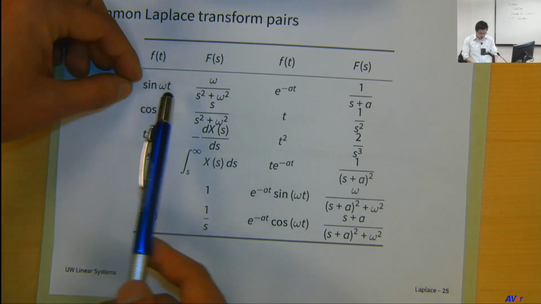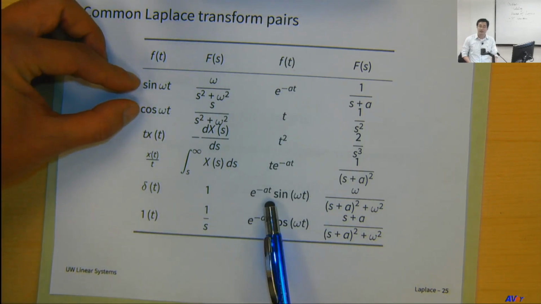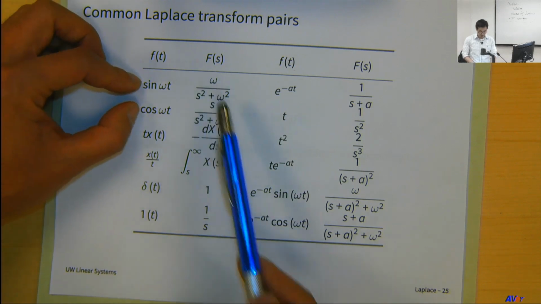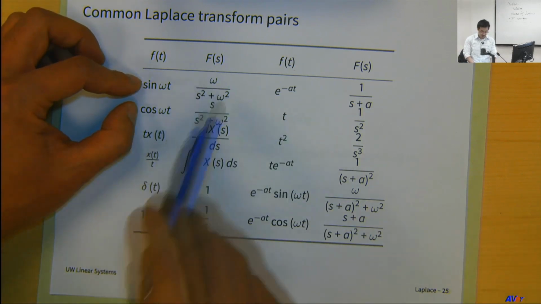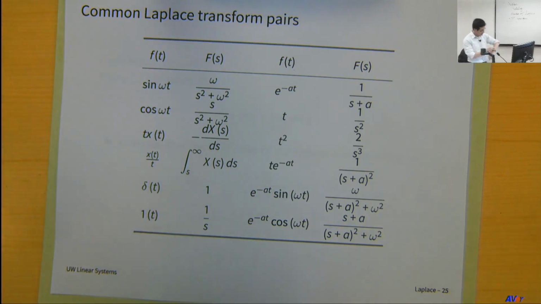Then some other things we saw, sine, cosine, and then exponentially damped sine, cosine. These are all using the basic properties that we saw. Next time, we'll talk about some applications of these Laplace transforms.